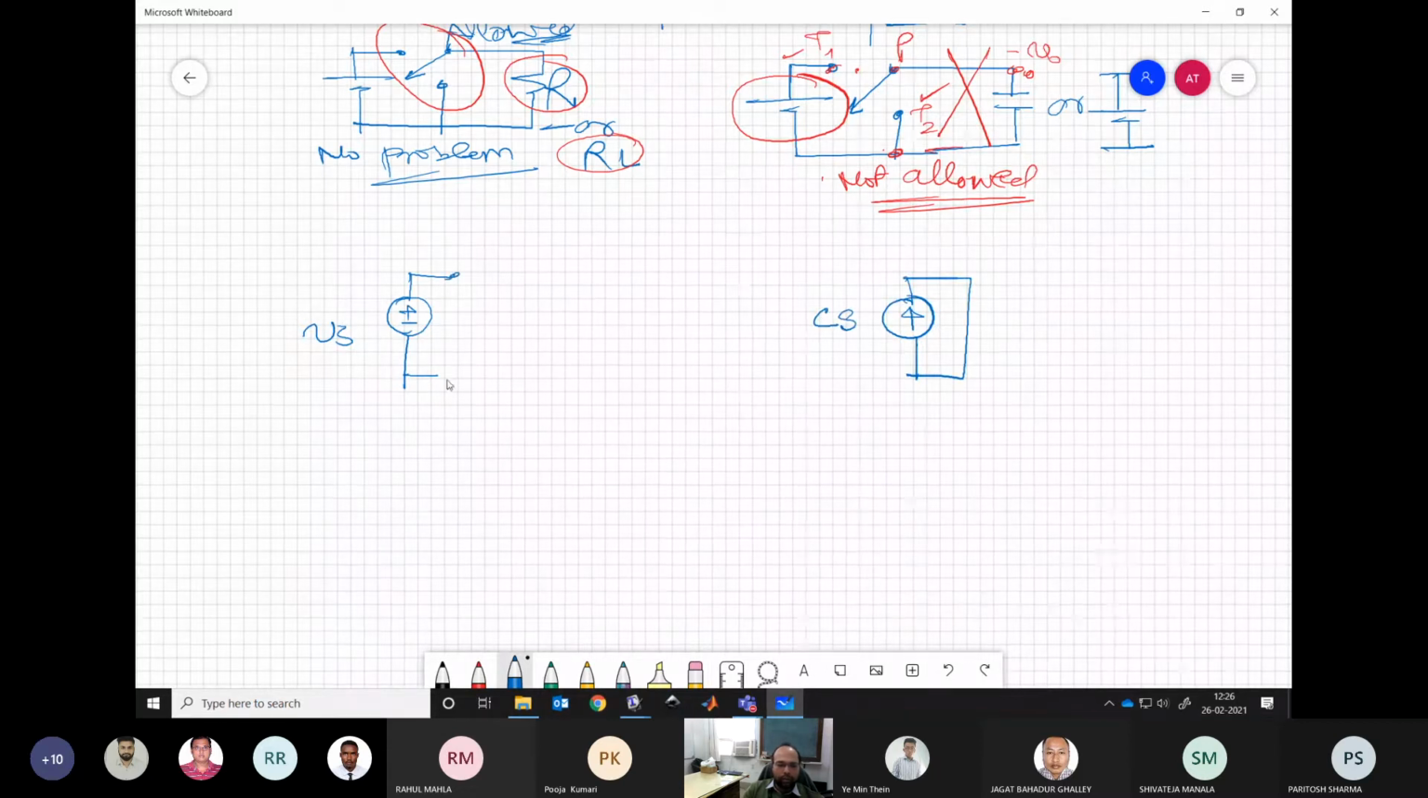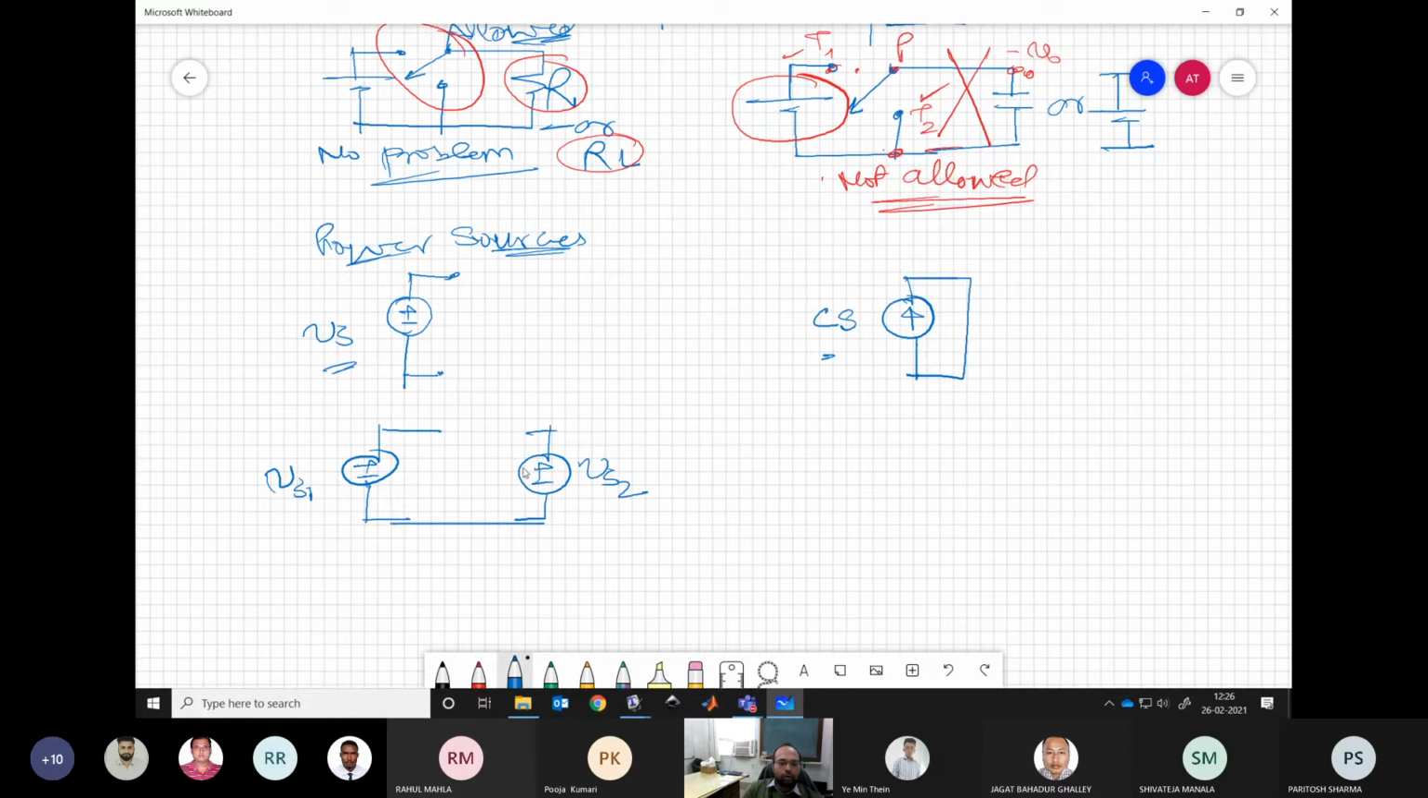In general, we can have two electrical power sources. Now, what is the condition of power flow between different power sources? Let us say we have a voltage source Vs1 and another voltage source Vs2. Can we have power flow between the two voltage sources?